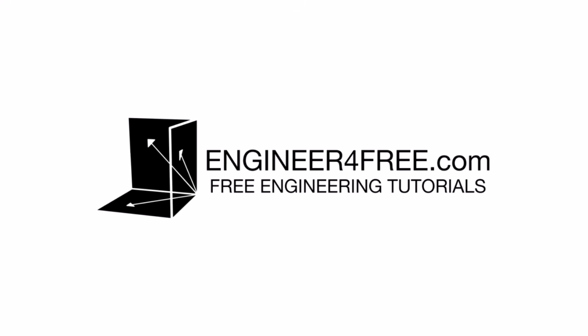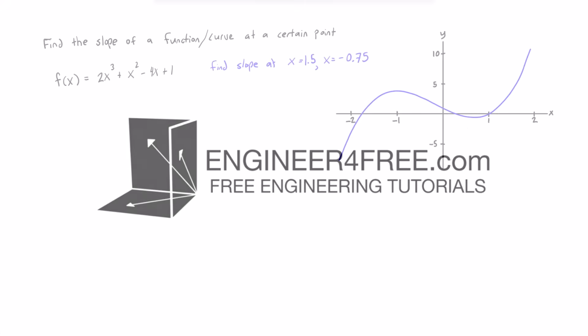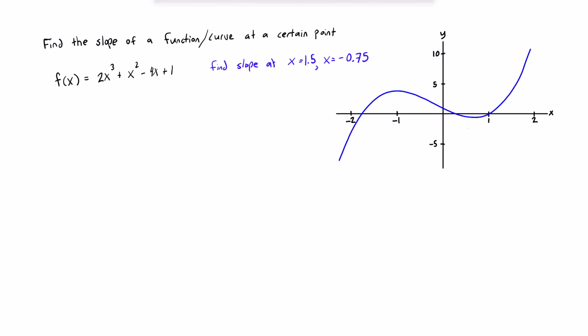Alright guys, welcome back. In this video, we're going over how to find the slope of a function or curve at a certain point. So in this example, we have f of x is equal to 2x cubed plus x squared minus 4x plus 1, and we want to find the slope at x equals 1.5 and x equals negative 0.75.